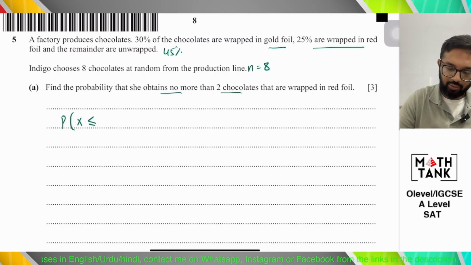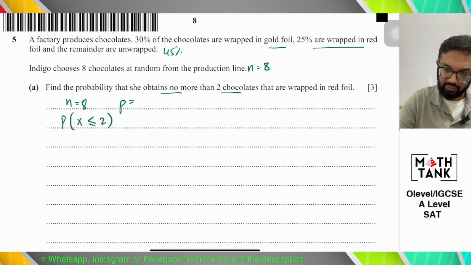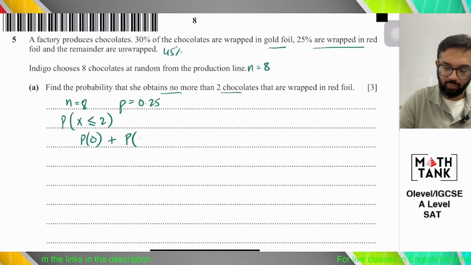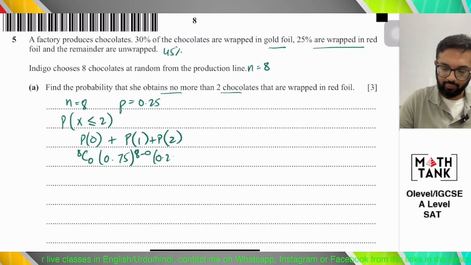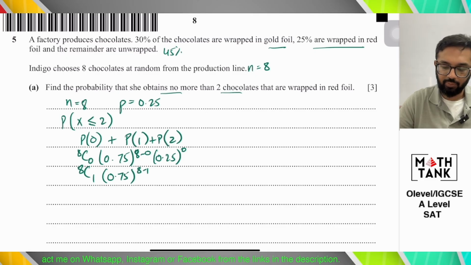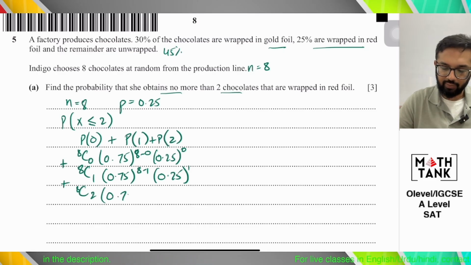So I want to calculate the probability of x less than or equal to 2, and my success is getting red foils, so 0.25. So I calculate the probability of 0, 1, and 2. I write down my expression: 8C0 times 0.75 to the power 8 minus 0 times 0.25 to the power 0, plus 8C1 times 0.75 to the power 8 minus 1 times 0.25 to the power 1. I have to add these up, plus 8C2 times 0.75 to the power 8 minus 2 times 0.25 to the power 2.